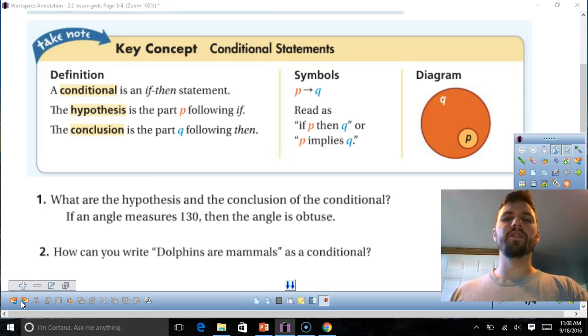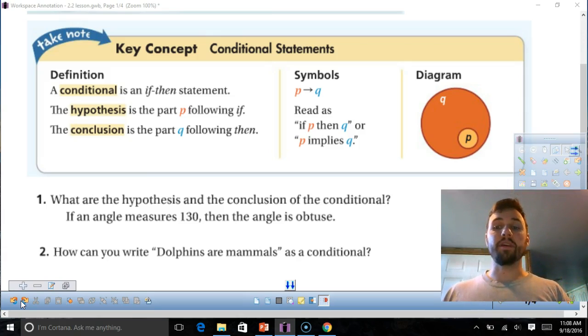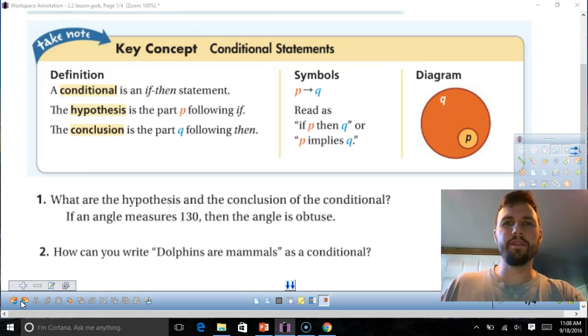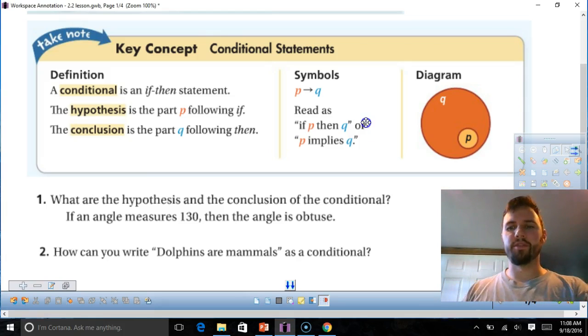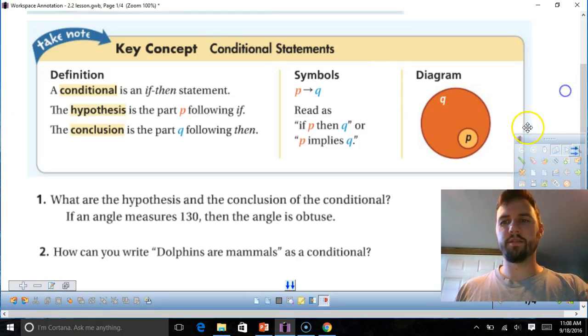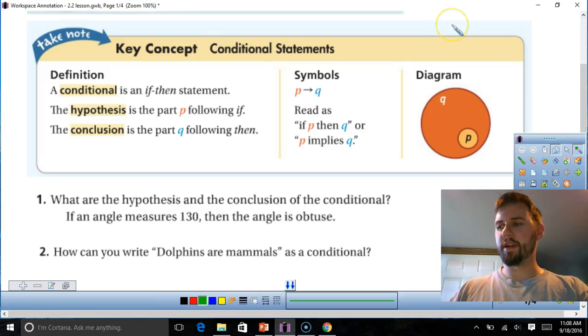Alright, a conditional is an if-then statement because the then is conditional to the if. If the if happens, the then's going to happen. Right? And over here you have the symbols you're going to use for it. So we have if P, then Q. That's how this is read. If P, then Q.